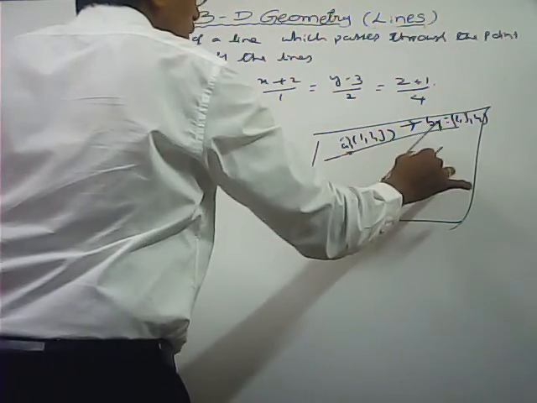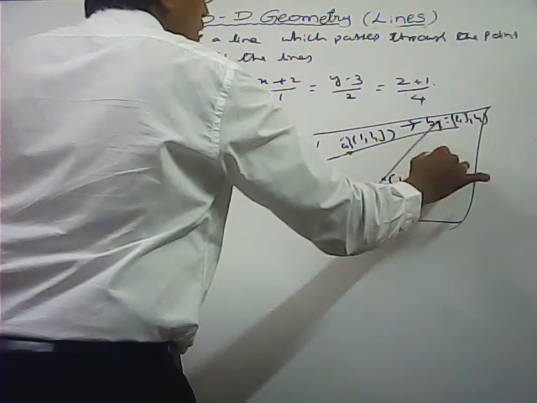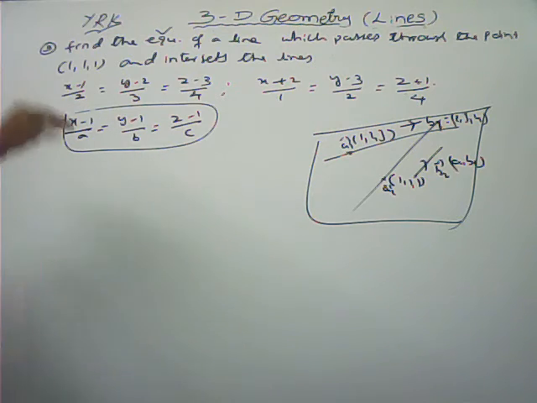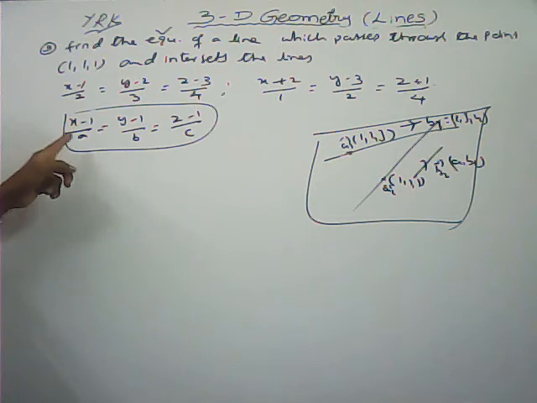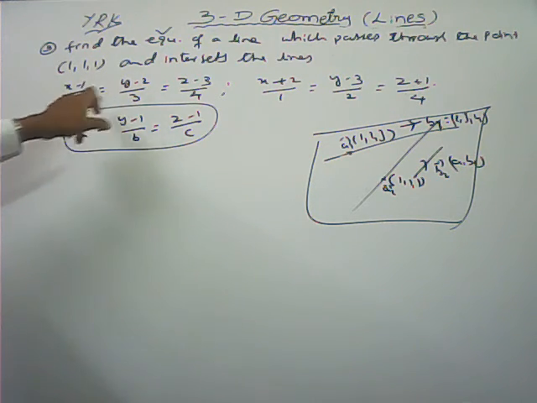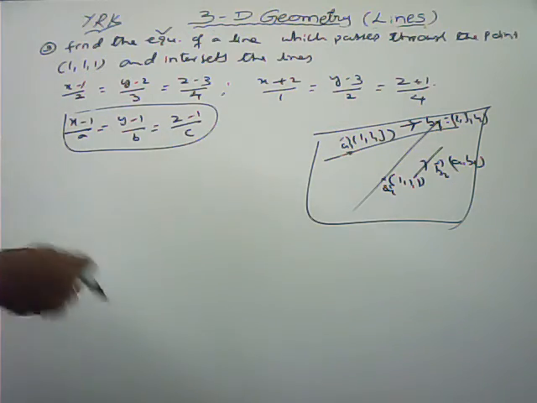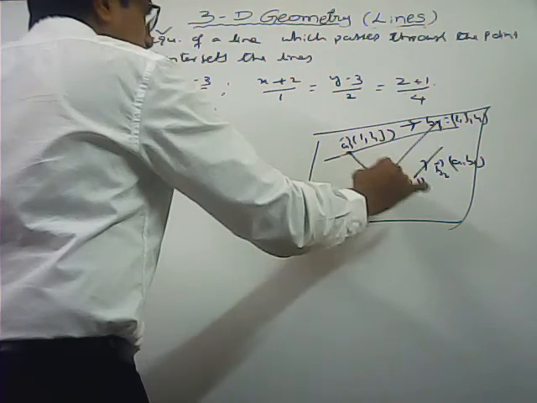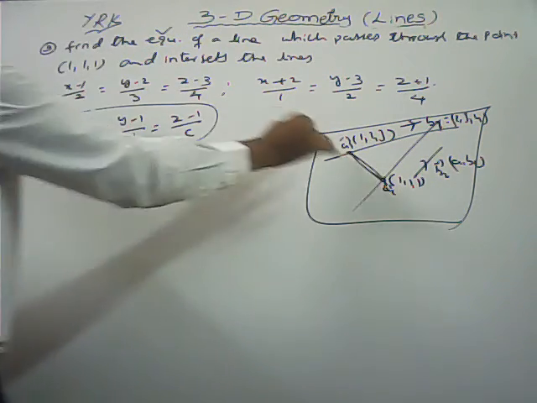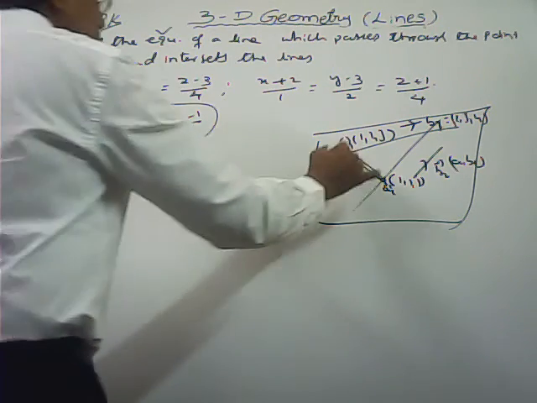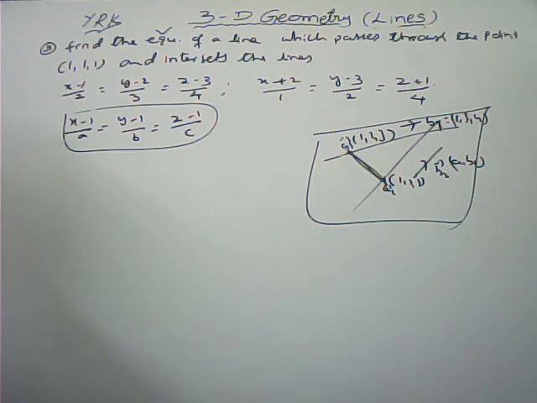And this one is parallel to B2 bar, that is equal to (a, b, c). This line passes through the point (1, 1, 1) having the ds a, b, c. The other line passes through the point (1, 2, 3) and has the ds (2, 3, 4). Now here three vectors are there. The vector passing through these two points, a1 bar and a2 bar, is a2 bar minus a1 bar.